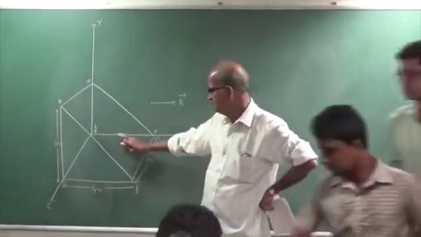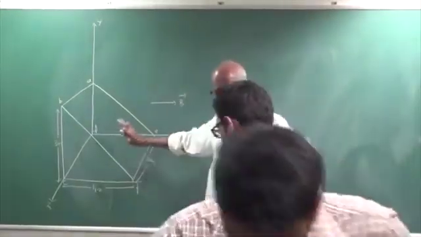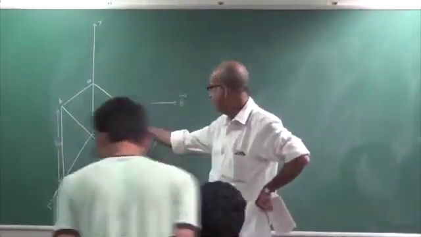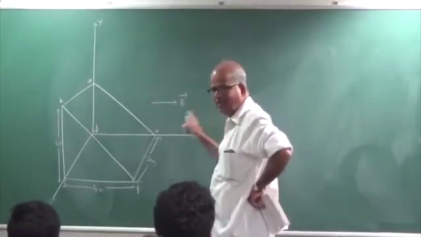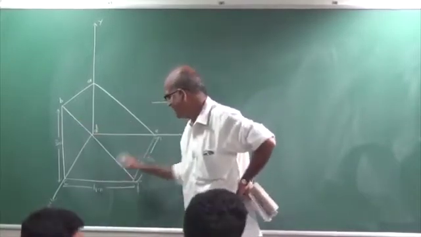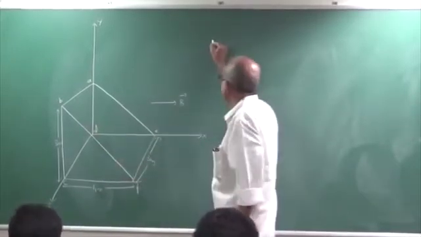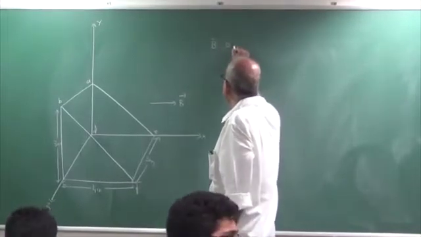See, I have a 5-sided figure like this. It is kept in a magnetic field which is directed along the positive direction of the x-axis. The dimensions of the sides are given. The field is 0.4 Tesla.